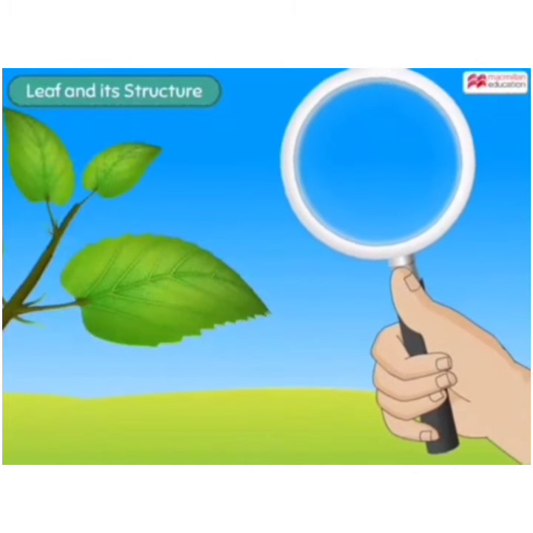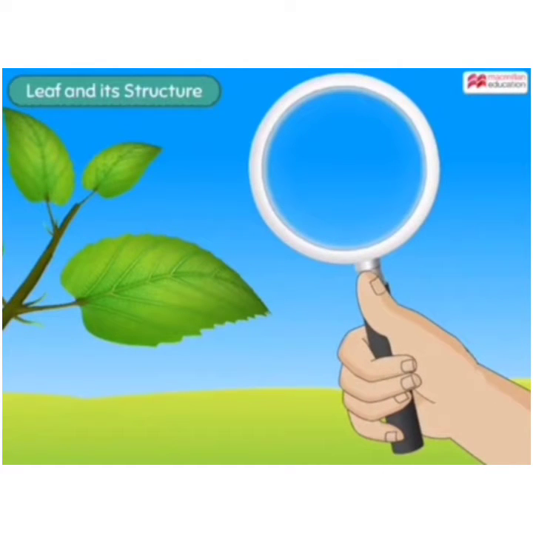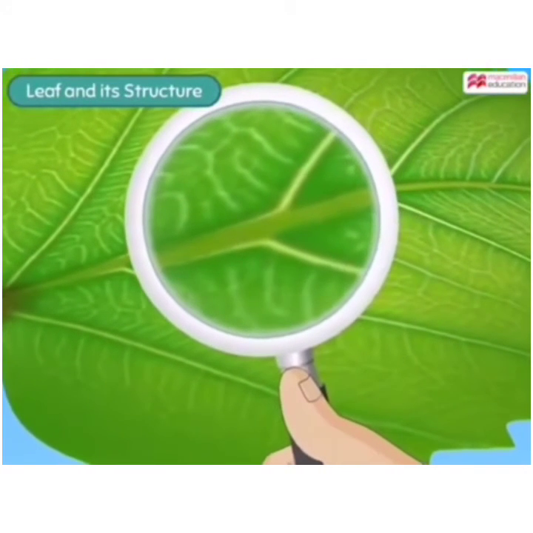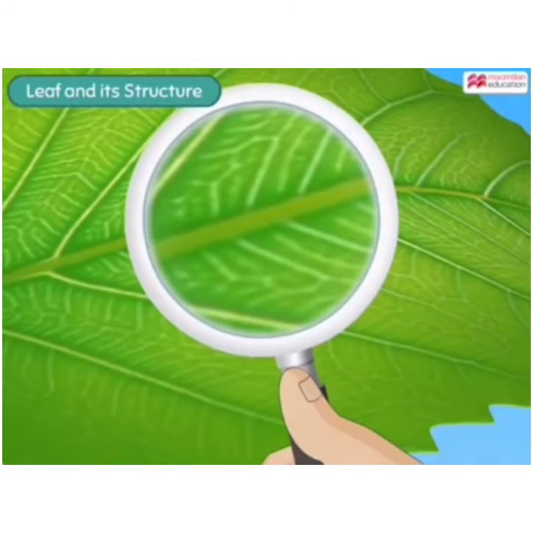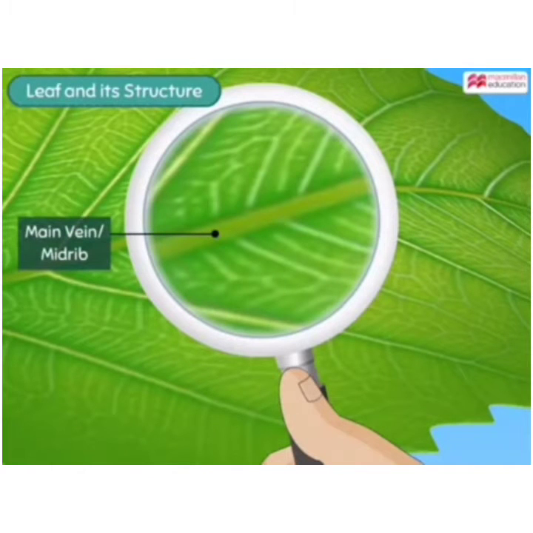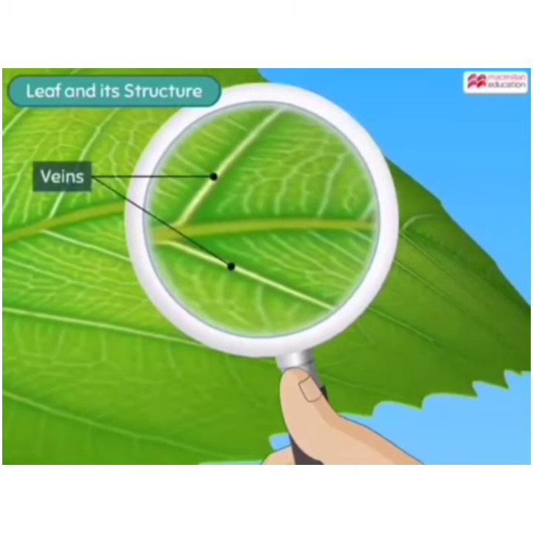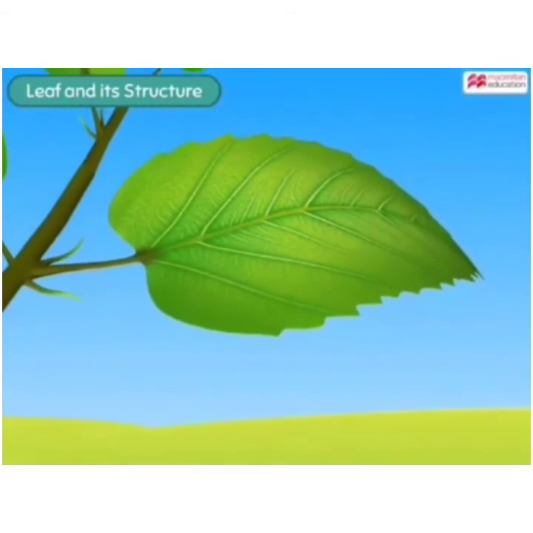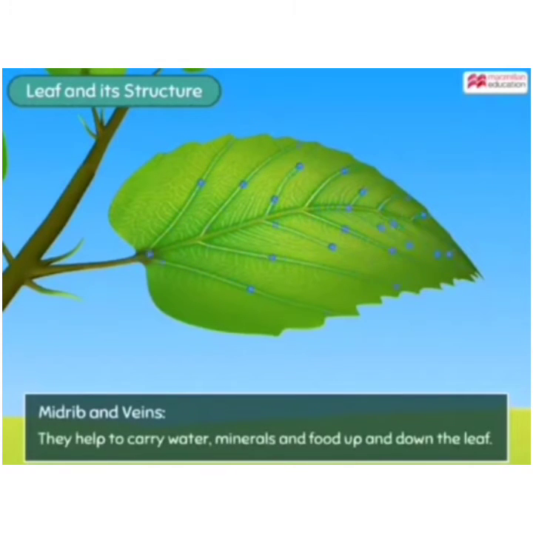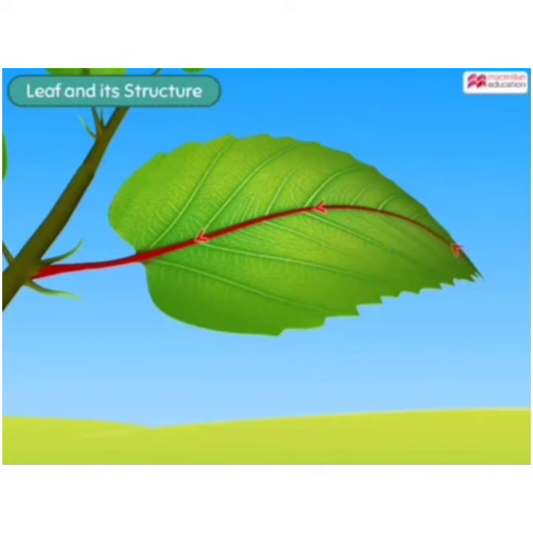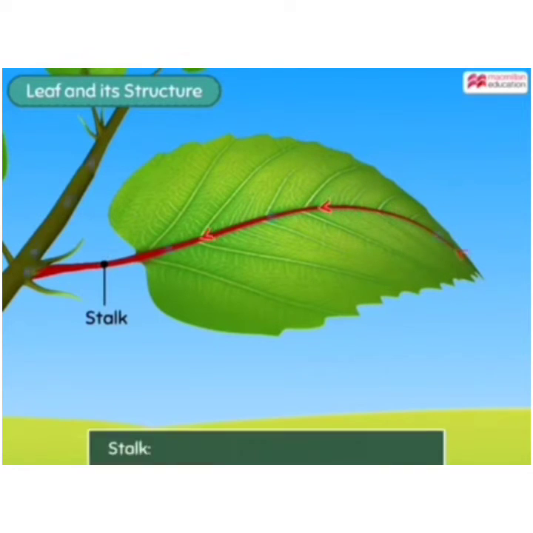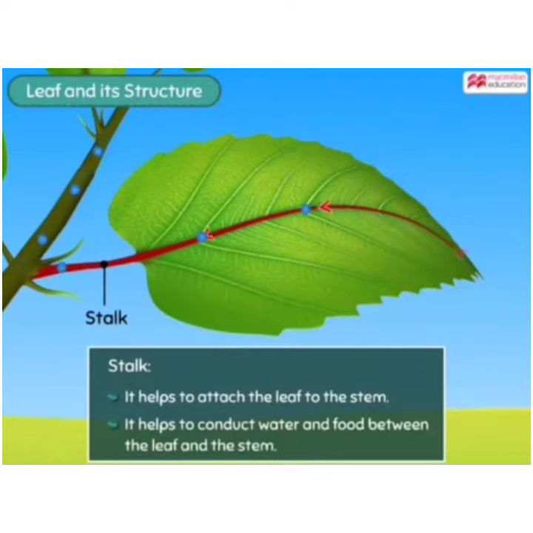Now, let us use a magnifying glass to look closer at this leaf. Can you see a thick line running through the center? This is the main vein or the midrib of the leaf. You can also see some more veins originating from the main vein. Veins help to carry water, minerals and food up and down the leaf. The main vein extends to the stalk that helps to attach the leaf to the stem. It helps to conduct water and food between the leaf and the stem.